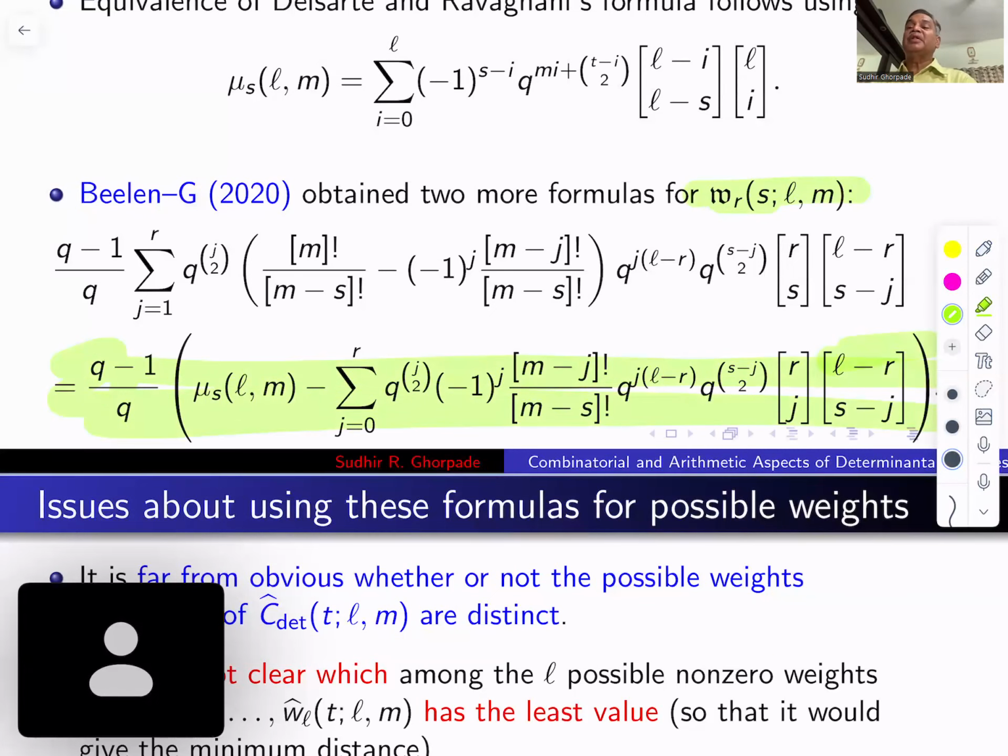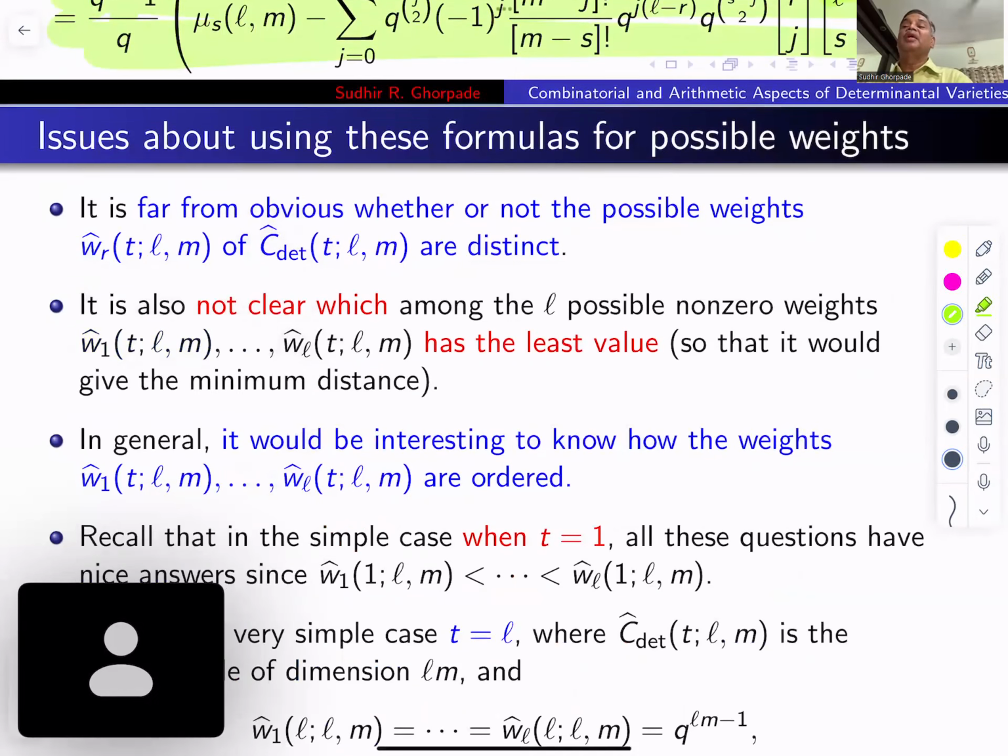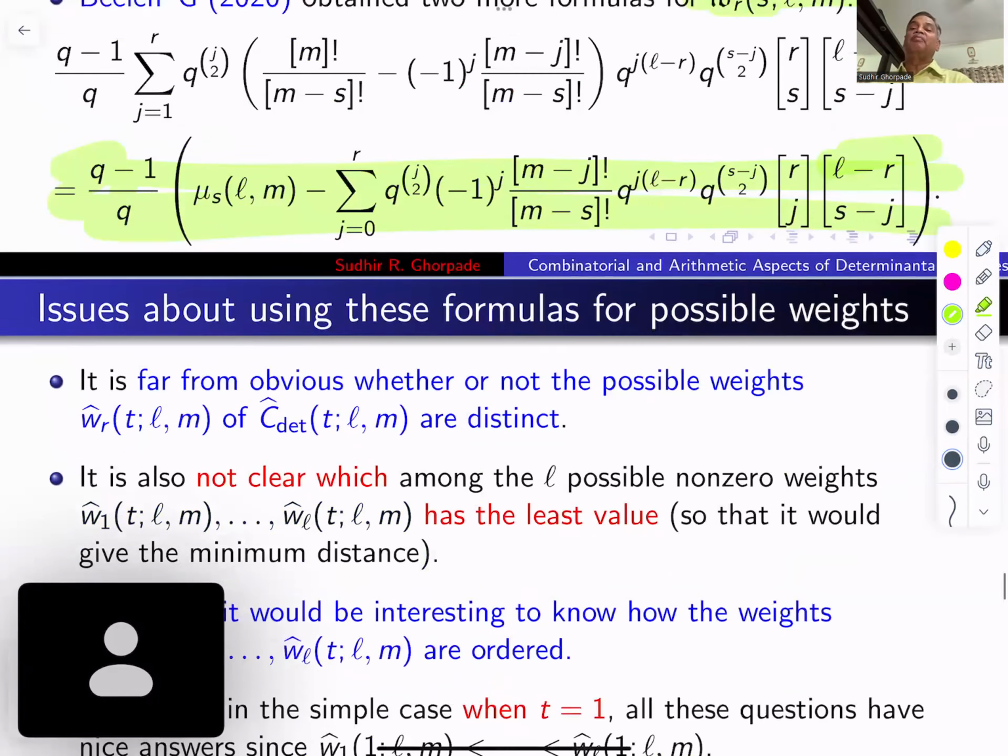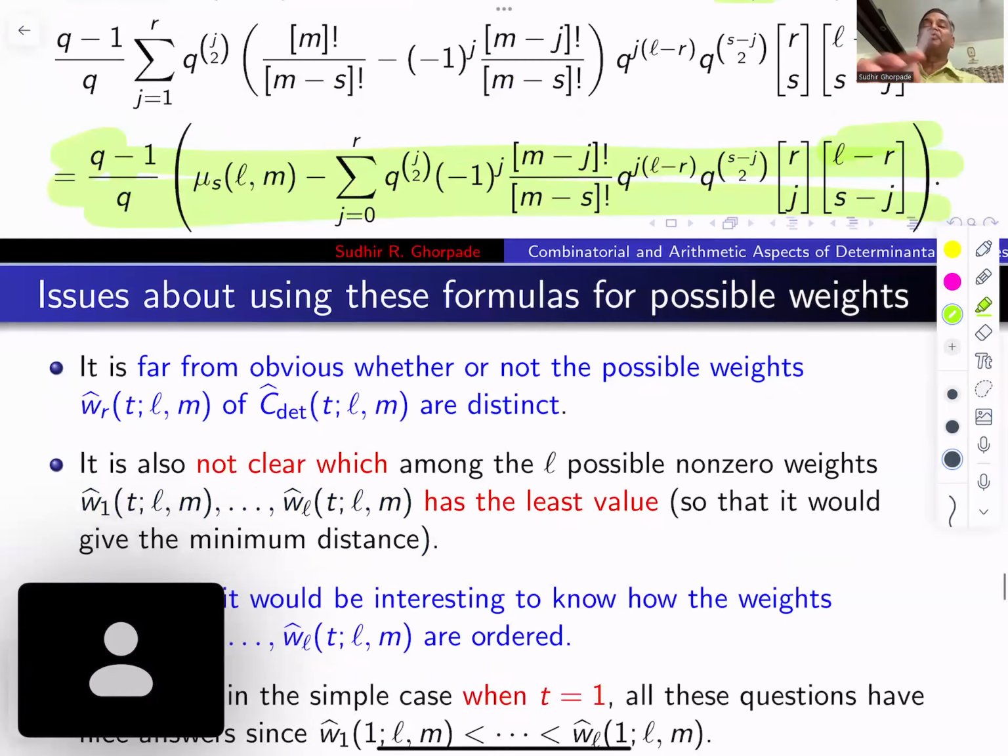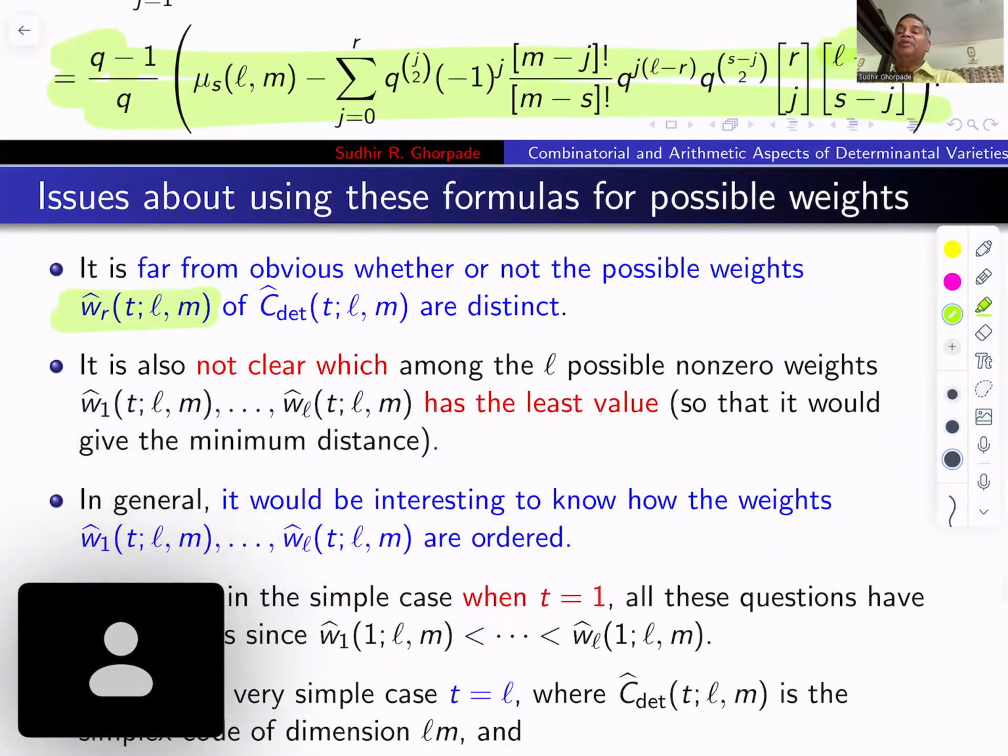But there were certain issues: none of these formulas, more or less, make it obvious whether or not, as I vary my R, the corresponding weights are distinct. Also, it's not clear which is the minimum weight. Coding theorists are always interested in the minimum distance. So which of these?